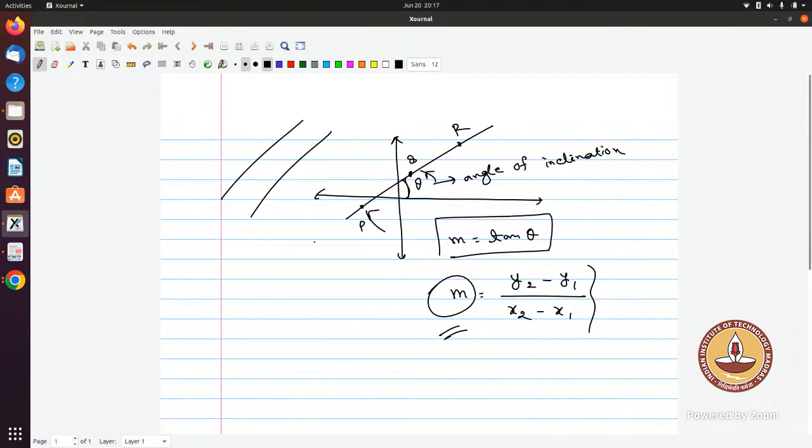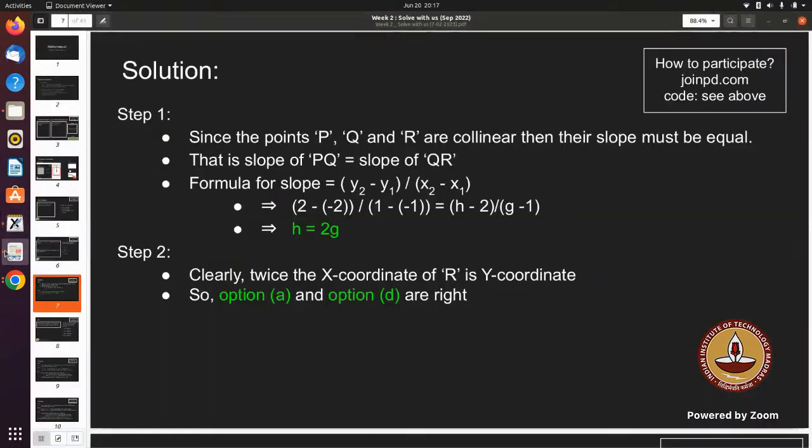So the condition for collinearity comes from here. The slope of each of the line segments should be equal. They should be part of the same straight line. That is what we are doing. So I am getting an equation h equal to 2g.